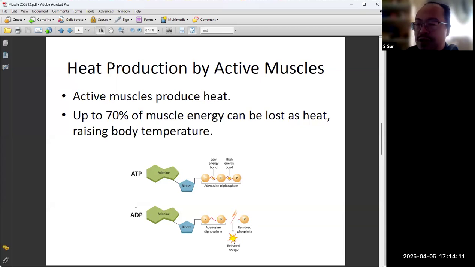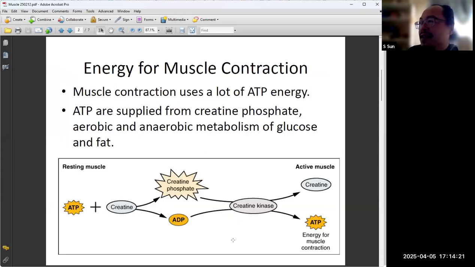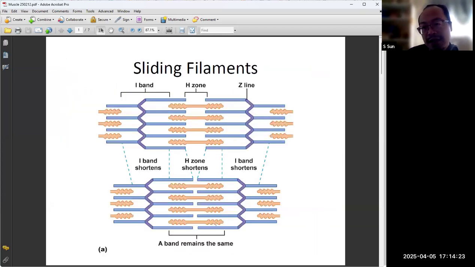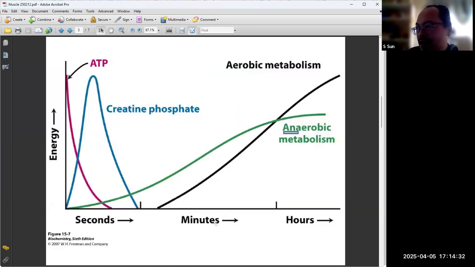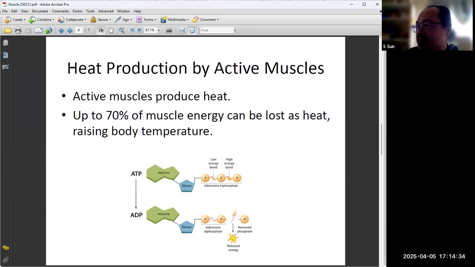Another thing we also need to know is that when we burn ATP to use that energy, this energy is released through several forms. One form is to provide the chemical energy that your actin and myosin can use to move the thin filaments together. So that's one form. However, it also generates a lot of heat.